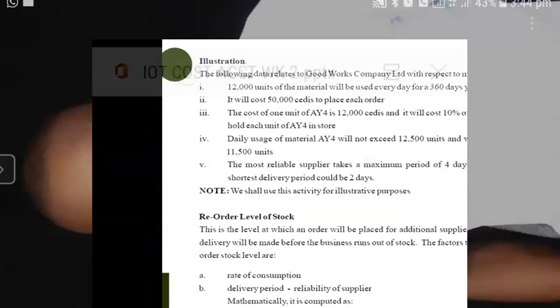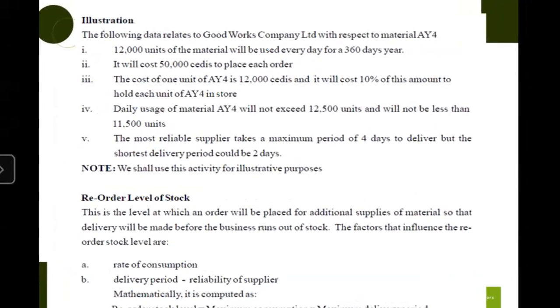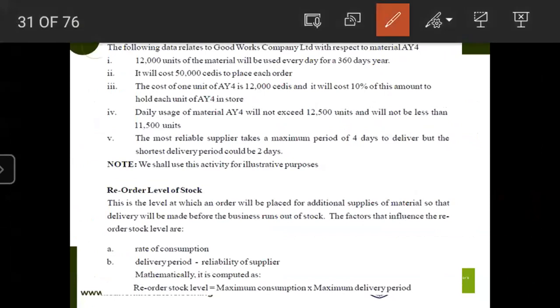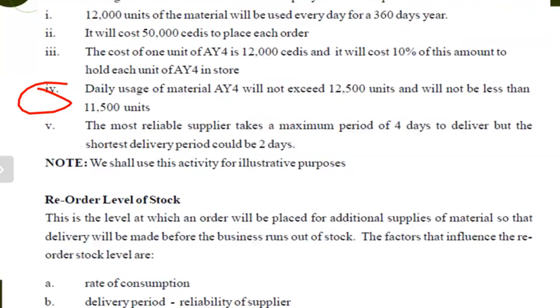Now, let us go to the question. What is the maximum usage? Look at it. We are told that 12,000 units of material will be used every day for 360 days. Is that not so? And it will cost 50,000 naira to place each order. Look at the daily usage. Daily usage of material A4 will not exceed what? 12,500. That is the maximum usage we can have, 12,500 units. And the minimum we can have is 11,500 units.